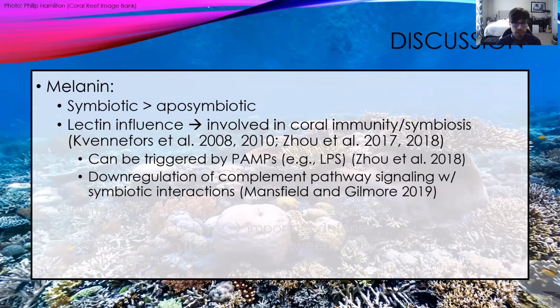So this suggests that, based on our data, downregulations in the complement pathway occurred within symbiotic Astrangia, and the melanin synthesis pathway could be considered a backup immune response when symbiotic interactions take place. With the aposymbiotic Astrangia, this could imply that the complement pathway was the preferred immune response, given the low concentrations of melanin that were found within our data.